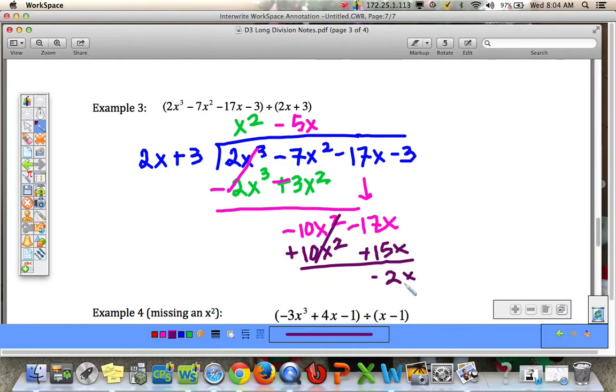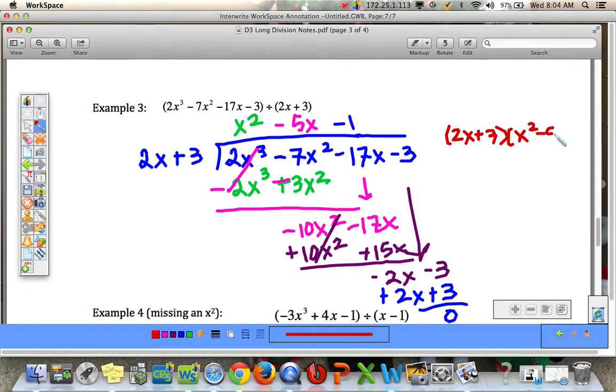Here we get negative 2x. Here we get a minus 3. How many times does 2x plus 3 go into negative 2x minus 3? Minus 1 times. Distribute, we get negative 2x minus 3. Do the opposite, and you get a remainder of 0. So again, this is a factor of this polynomial, and we can write it in factored form. It would be 2x plus 3 times x squared minus 5x minus 1. So if you multiply those together, we would get this polynomial right here.